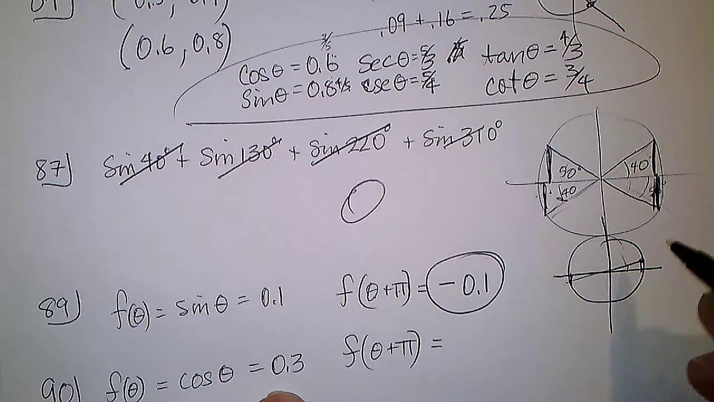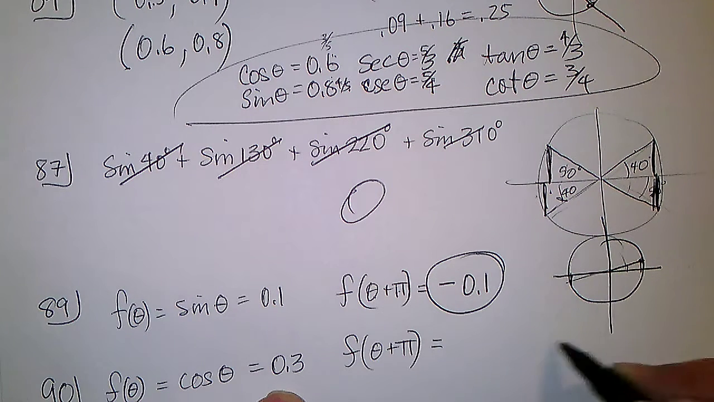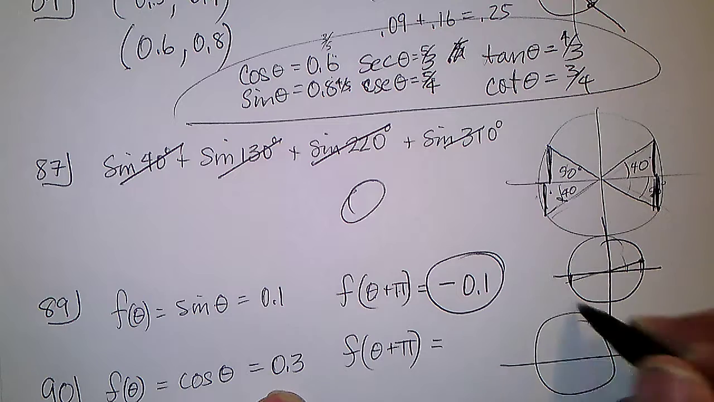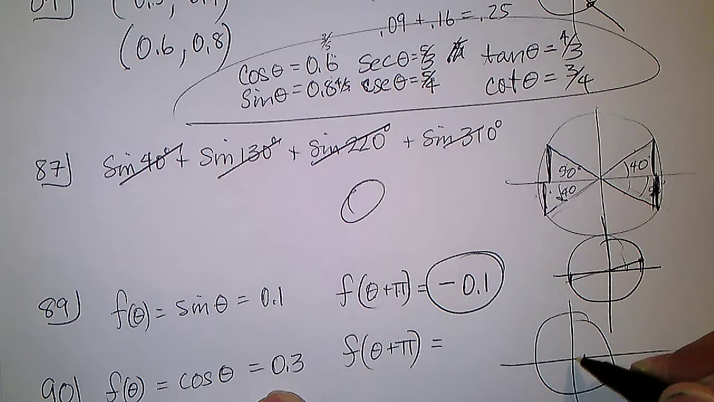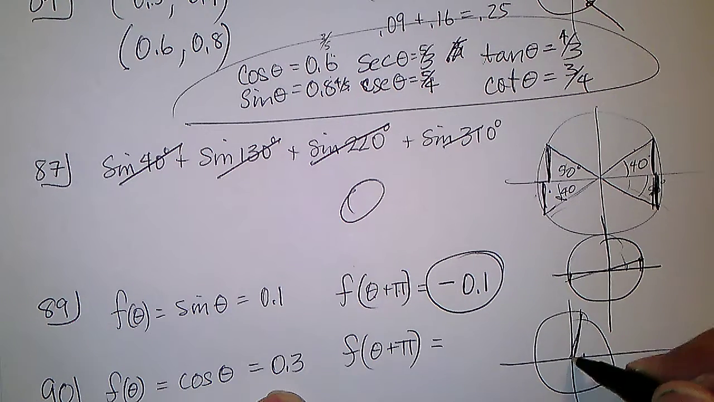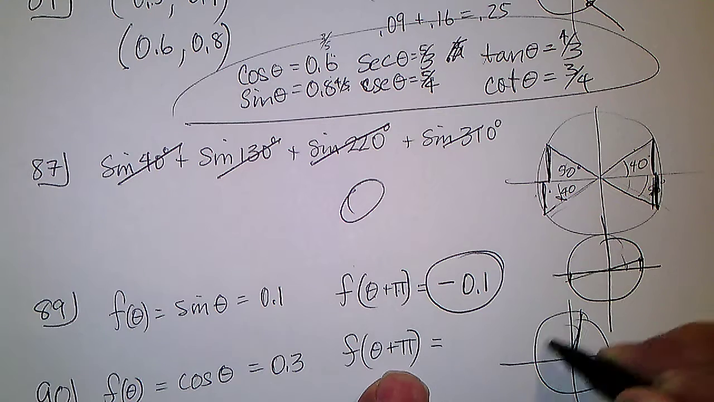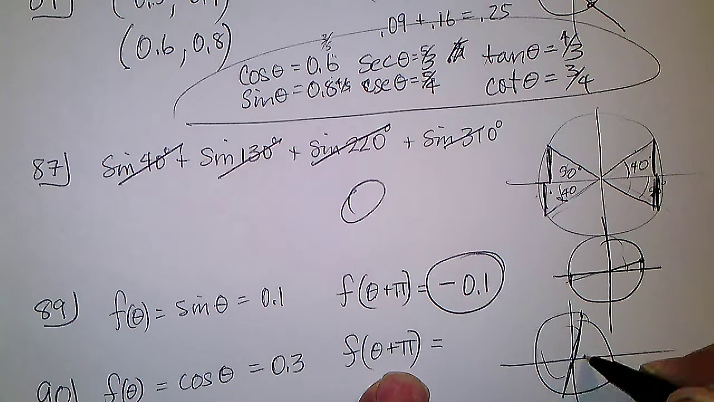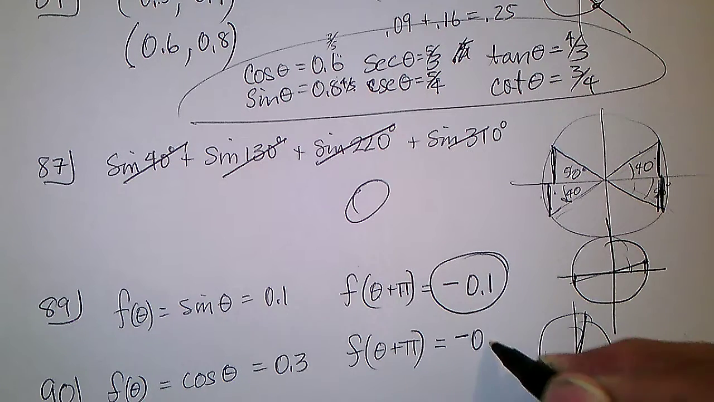If the cosine is 0.3, well, I'll do a new circle. 0.3 would be about here, so the cosine could be right there. And if I want pi more than that, that would be down here. So the cosine would be negative 0.3.